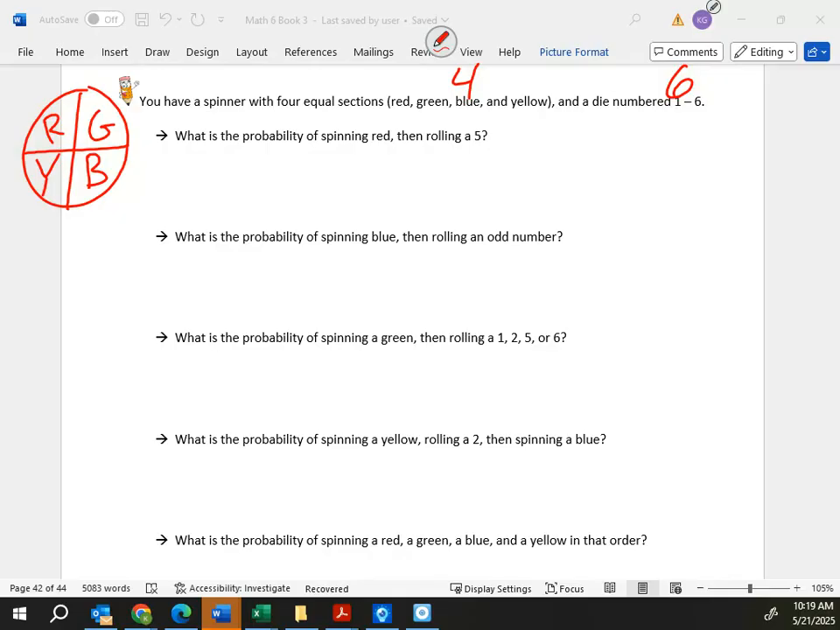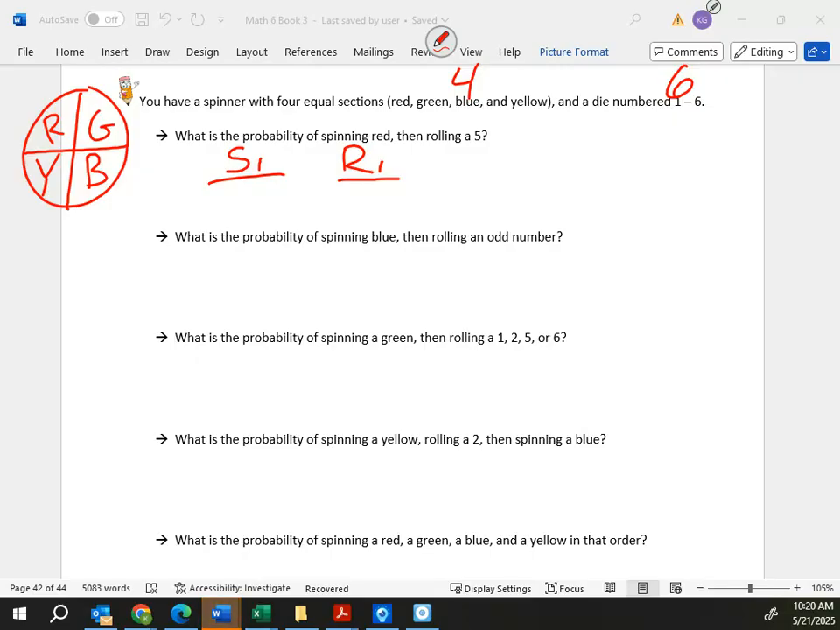So we don't have to worry about the not replacing on this one because you spin. It's not drawing something out of a bag where you can't replace it. So our first question is, what is the probability of spinning a red? So your first event is 1 spin. Spin 1, spinning a red. And then rolling a dice. So our second event is to roll 1 time. So we have 1 spin and 1 roll. We have 2 events. We need to write down our probability for each event.